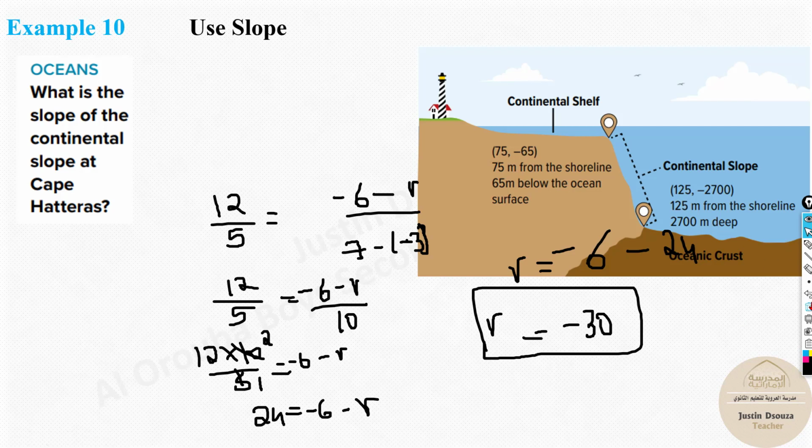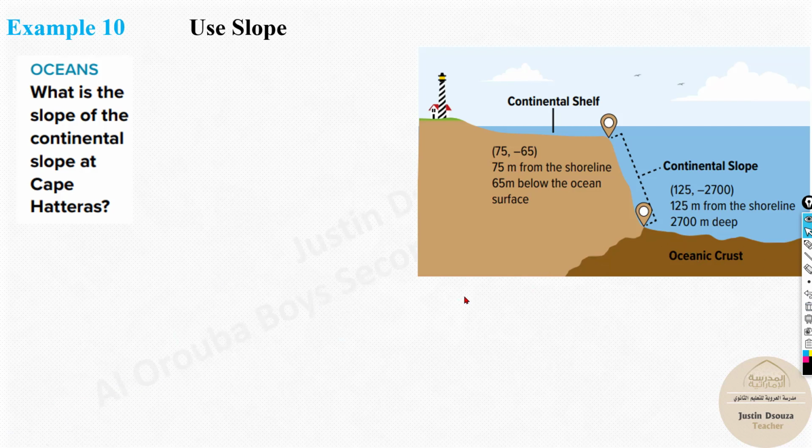And now we go to the 10th problem about oceans. What is the slope of the continental slope at Cape Hatteras? So you can see the continental shelf over here. This is the continental slope, oceanic crust. We need to find the slope between them.